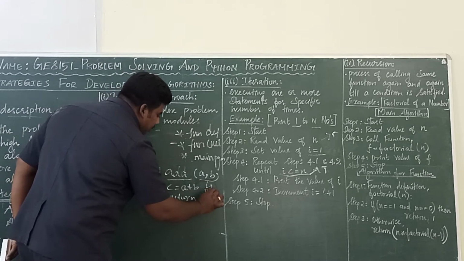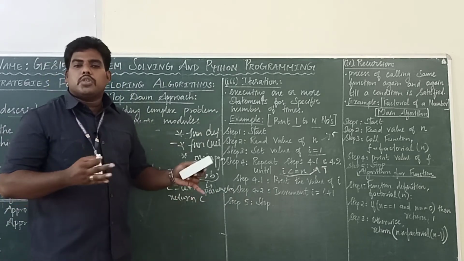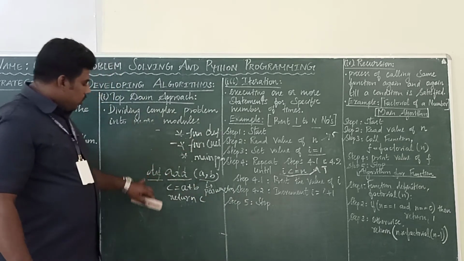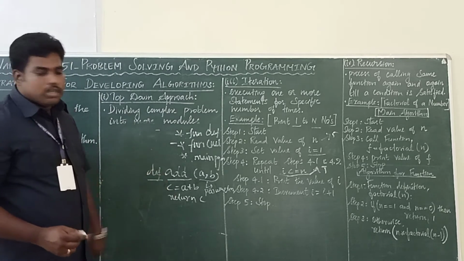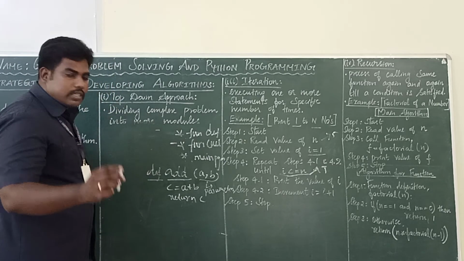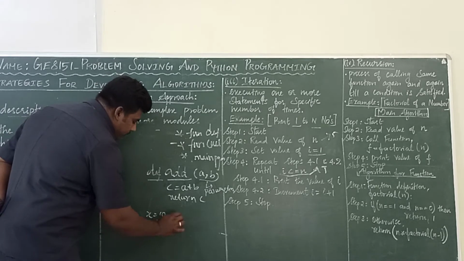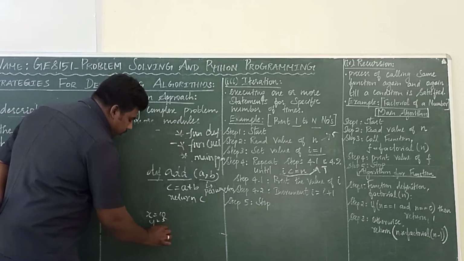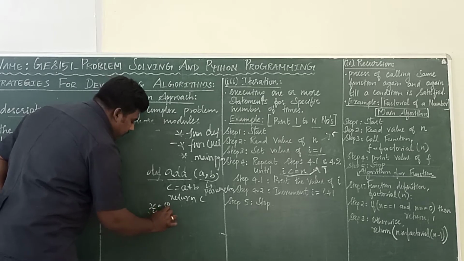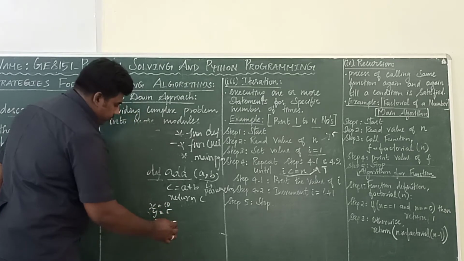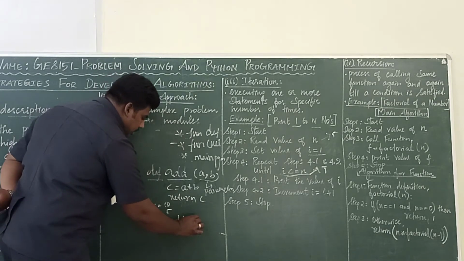Parameters are nothing but variables used inside the function definition. So this is the addition code. Now I want to do it 10 times. So in the main program, see here, x equal to 10, y equal to 5, and z equal to add of x comma y.